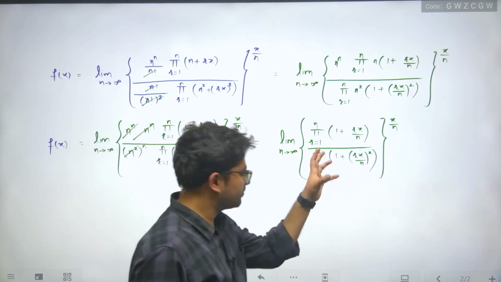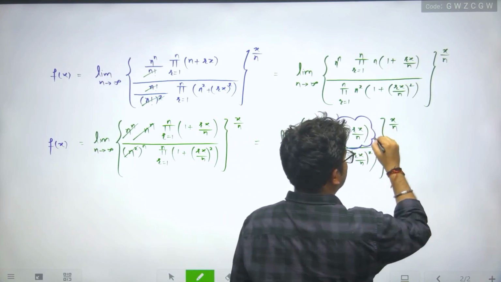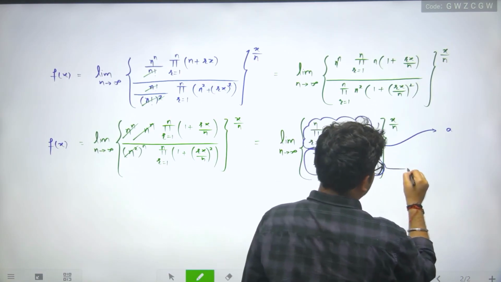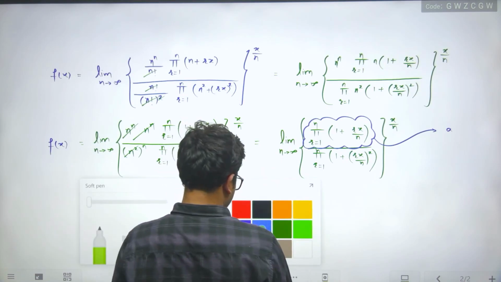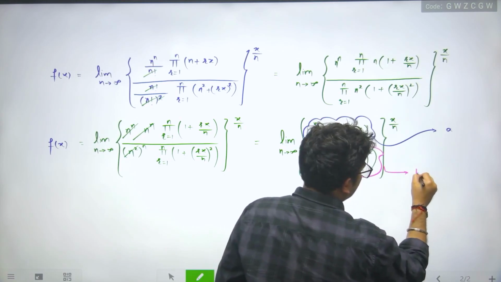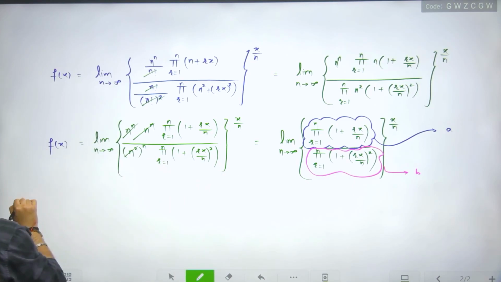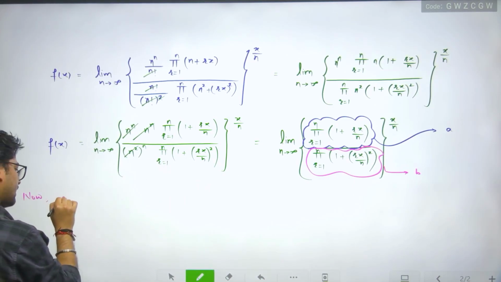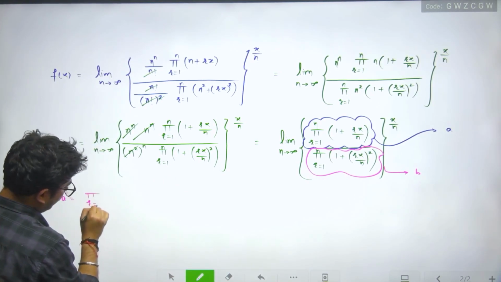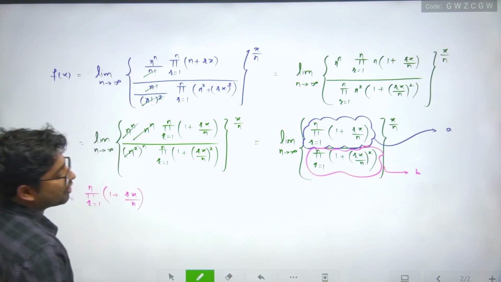Now, sir, let's take this term. If you take this term as some a and this term as some b. Or let's use a different color. That is b. Now simplify your a and b. So a is equal to product r equal to 1 to n of (1 plus rx by n). Got it? 1 plus rx by n.